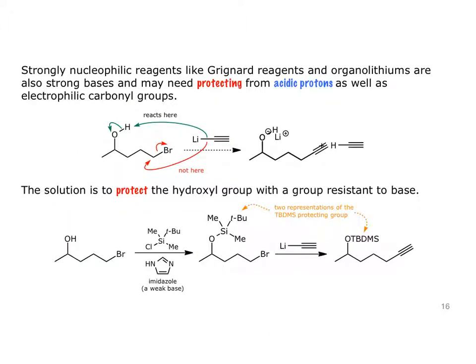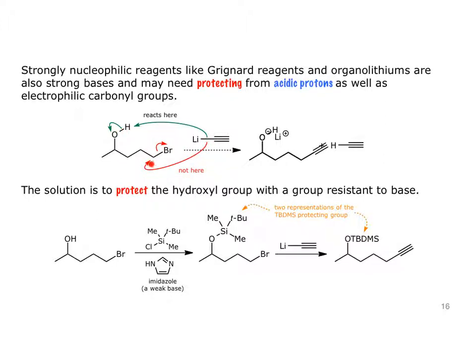There are other aspects of this that are important too. These strongly nucleophilic reagents, such as Grignard reagents or organolithiums, are also strong bases. And so if we want to react, for instance, something like an organolithium with certain compounds, you remember from last semester that these will react with protic functional groups.